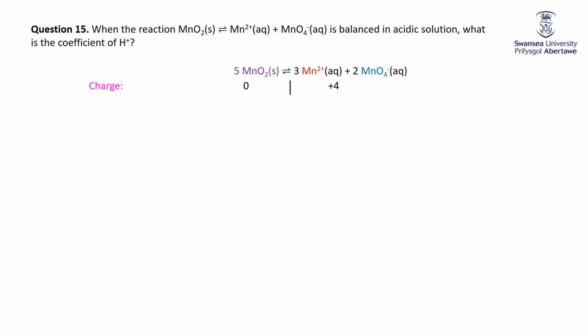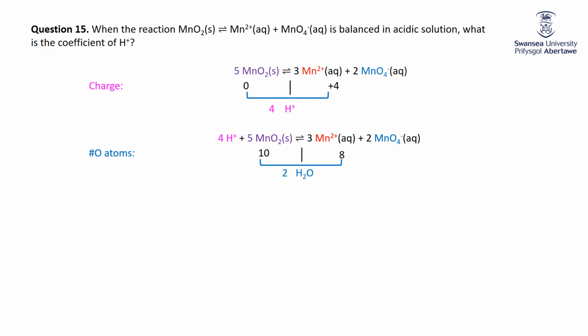Charge, 0 on the left, plus 6 on the right from here, and then 2 minus here, so 6 minus 2 is +4. So a difference of 4. Again, we're in acidic solution, so we need H+, which will go on the side that needs it. The one that has the smaller charge, that's the left-hand side. Now check the oxygens, 10 on the left, 8 on the right. Difference of 2, so we need 2 waters. What side should we put those on? We'll put them on the right-hand side, as that's the side that needs more oxygens, giving us that. So now checking the hydrogens, total of 4 on the left and none until we get to the water, 4 on the right. Thus we are nicely balanced.